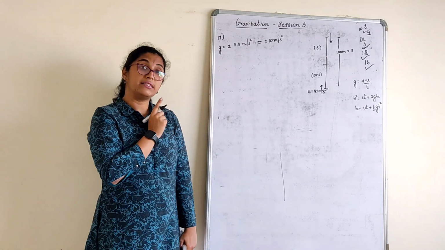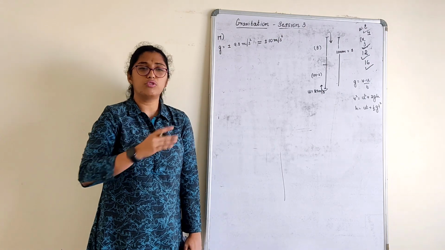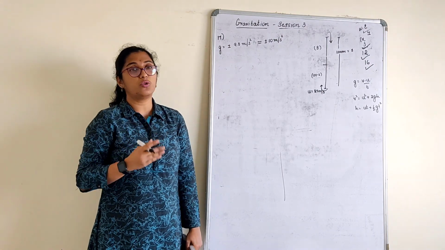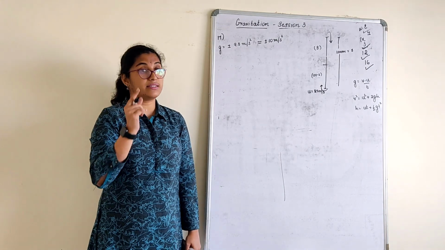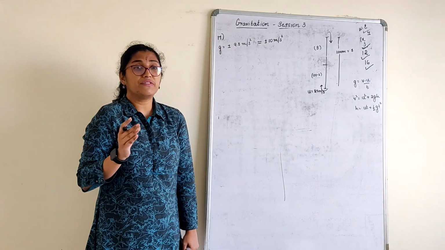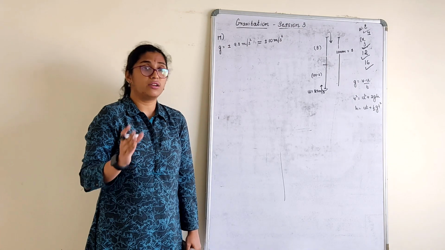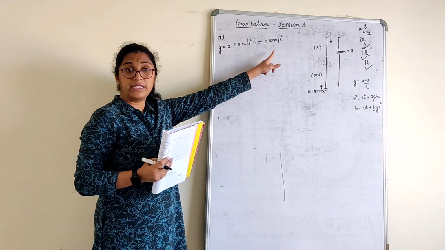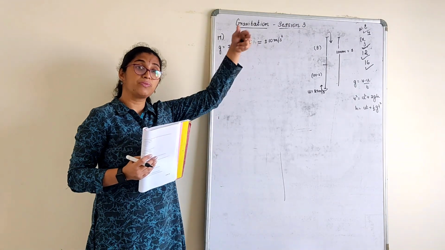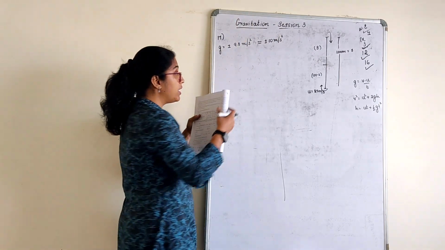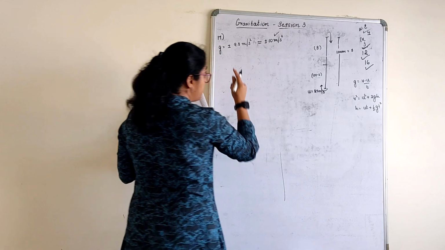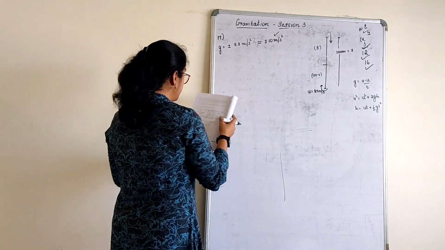But in this sum, I suggest you take 10, because when you refer to most of the books, they take 10 only. Finally, the height you get in this will be easy for calculation. But in your school, if they insist 9.8 is correct, go with that. I have written plus or minus 10. Why plus or minus 10? Downward is plus, upward direction it is minus. So I will go for plus or minus 10 value for g.